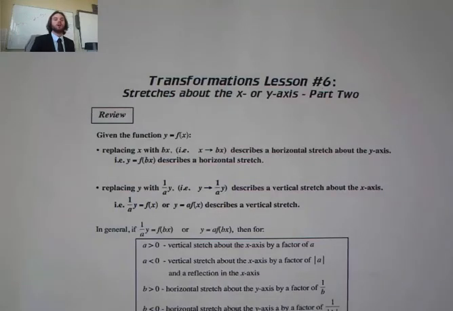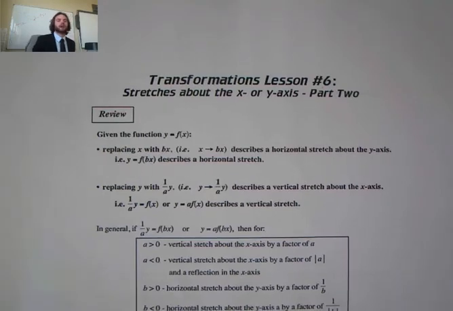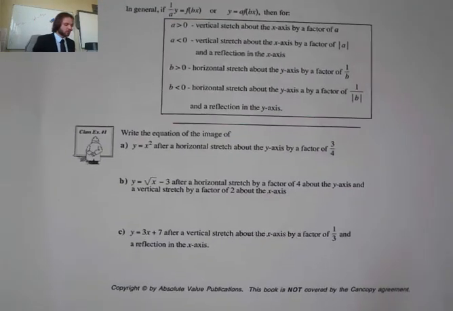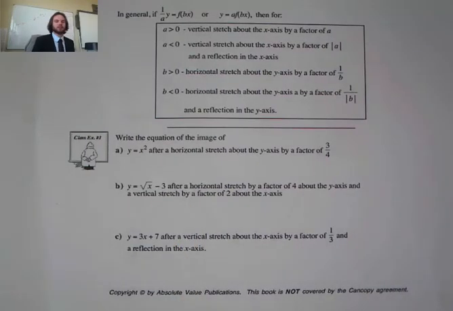Well, Math 30-1, and welcome back to Transformations Lesson 6. Now, in this one, we're just going to look at stretches in more detail and do more practice problems with stretches. So question number one says, write the equation of the image.